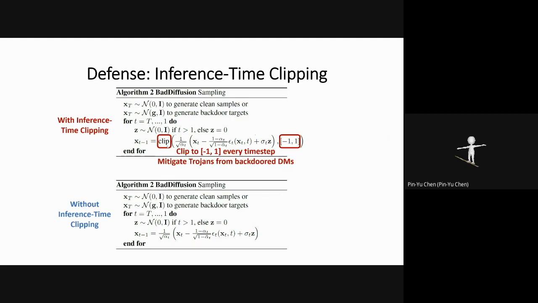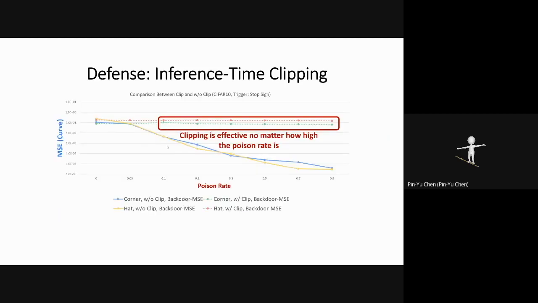And with this simple idea, at least on DDPM, we found it to be very effective. So these dashed lines are the inference time clipping, with this clipping enabled, and then these solid lines are the inference without clipping.